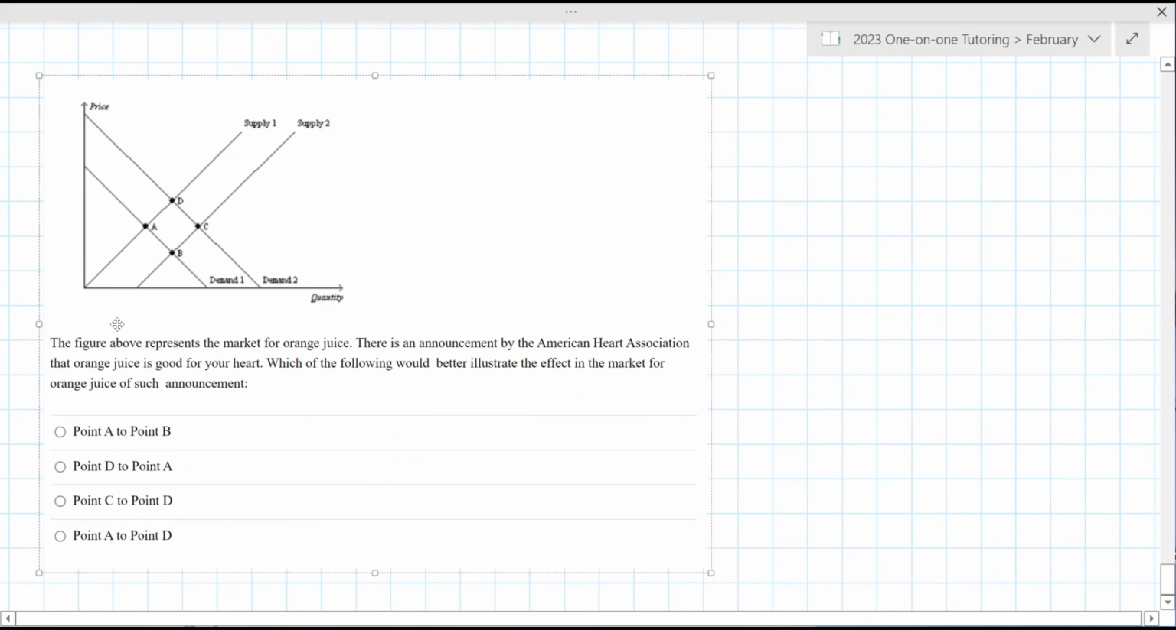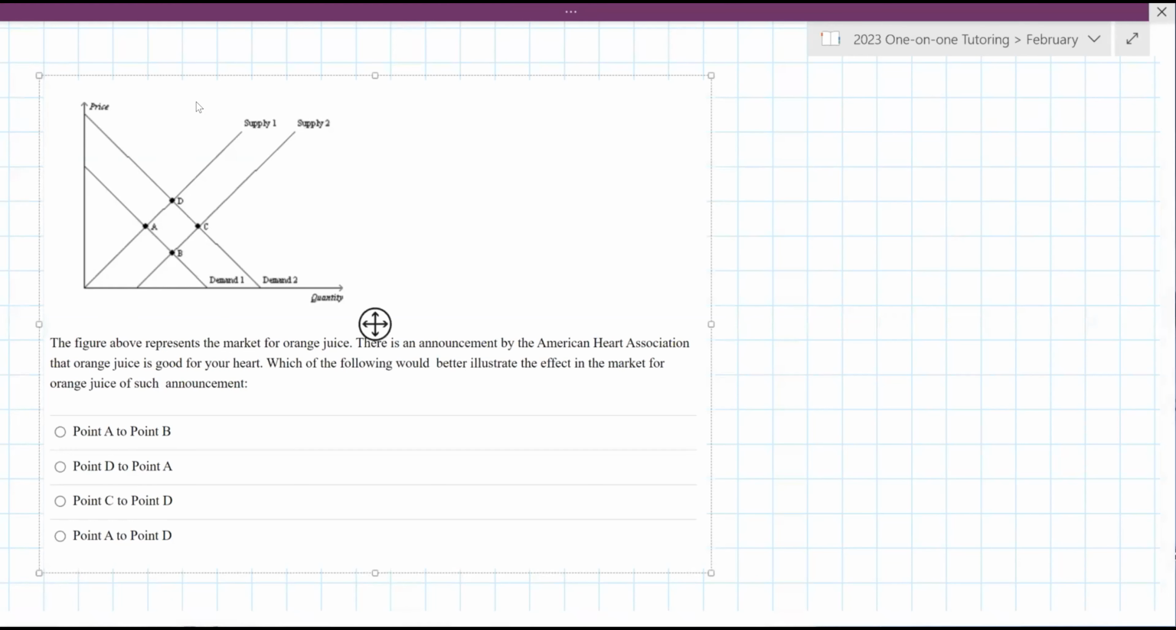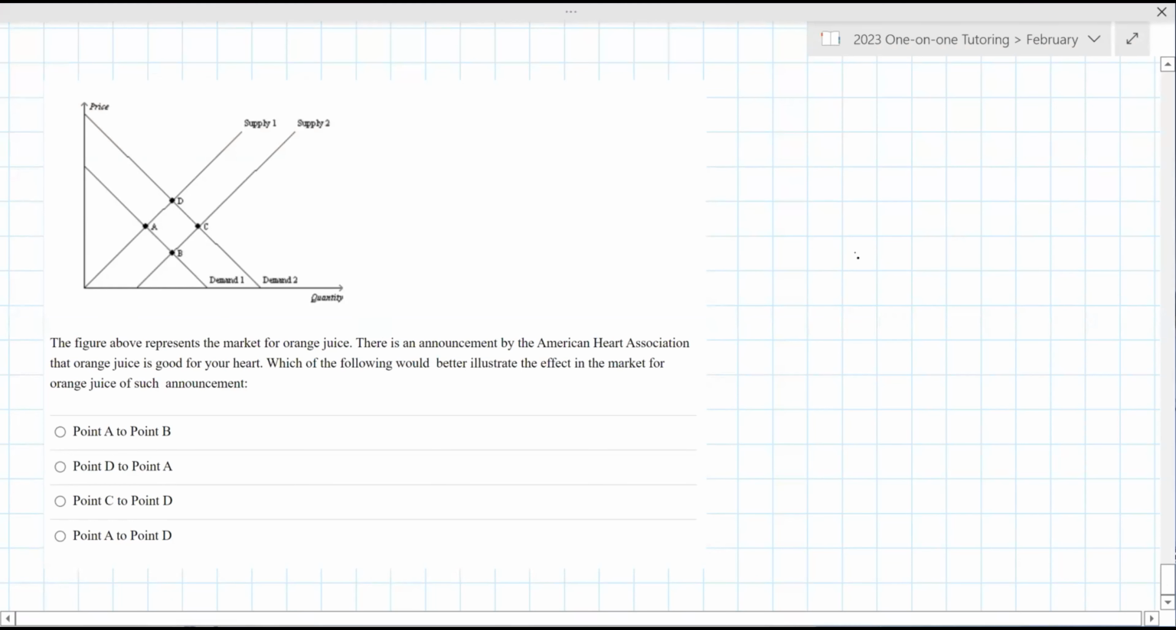So let's look at this. The figure above represents the market for orange juice. There's an announcement by the American Heart Association that orange juice is good for your heart. So what that means is that people demand more OJ. And that's how you want to think of it: when I read a sentence, does it affect demand or supply?